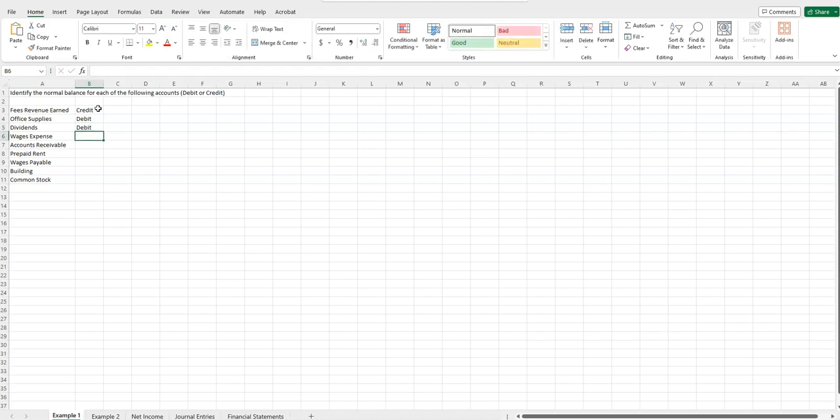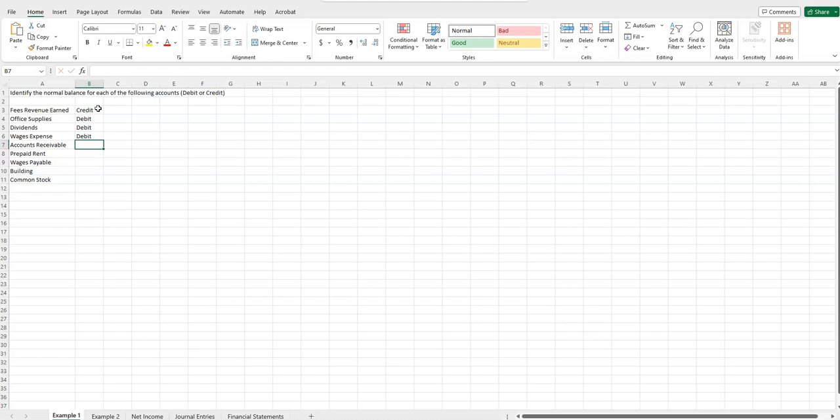Wages expense. So remember this is different, so we get confused sometimes between liabilities and expenses. Liabilities mean that we owe people money in the future. We have to pay something in the future. An expense means that we've already paid it. Okay? Expense accounts have a normal debit balance, while liabilities have a normal credit balance. So because this is an expense, we have a normal debit balance.